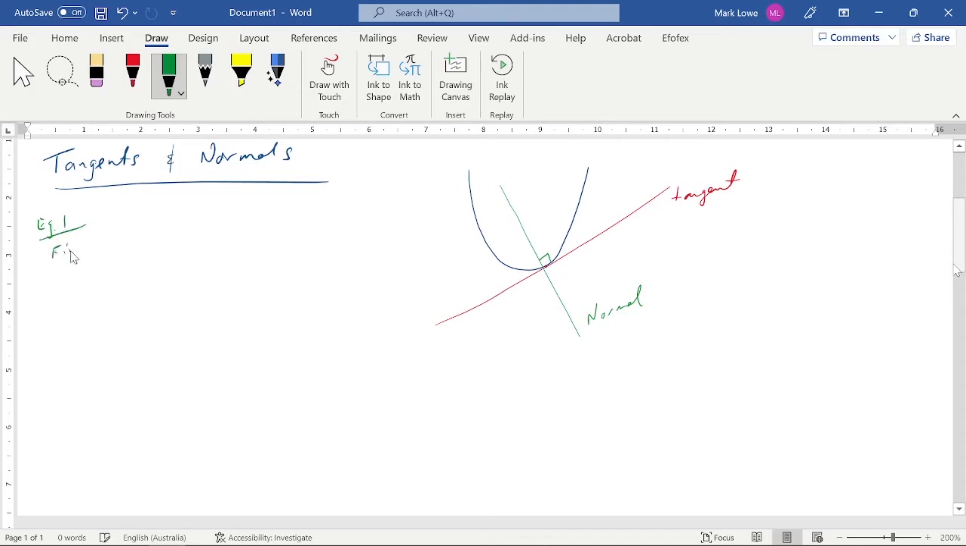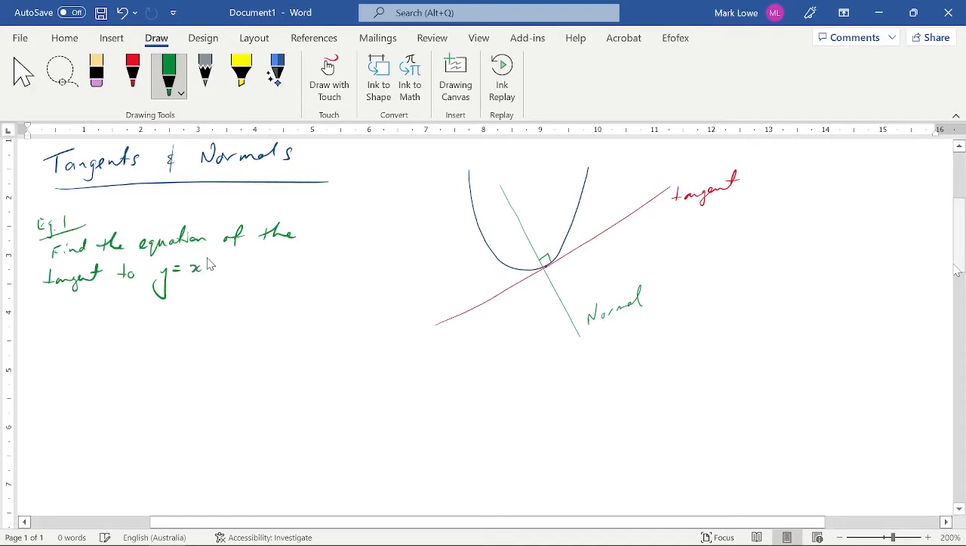Okay, find the equation of the tangent to y equals x cubed minus 2x plus 3 at the point (1, 2).